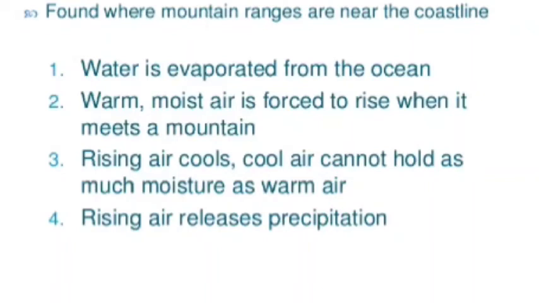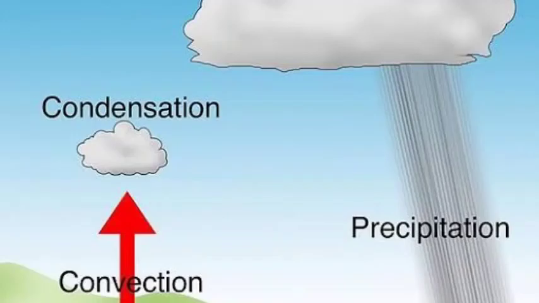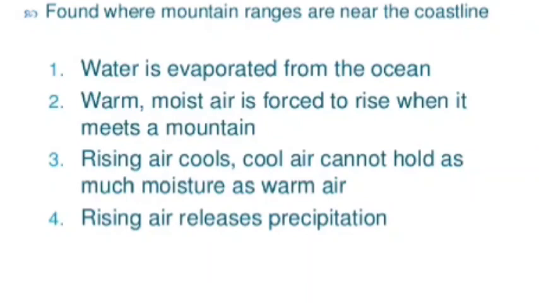Okay, water is evaporated from the ocean and the ground, and the moist air is forced to rise when it meets a mountain. So while the rain bearing winds are moving, the rain bearing winds are obstructed by the mountains or hills, and at that time it rises up.